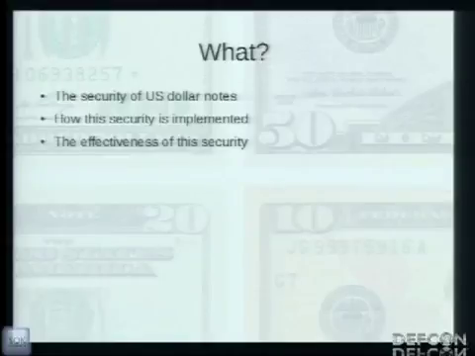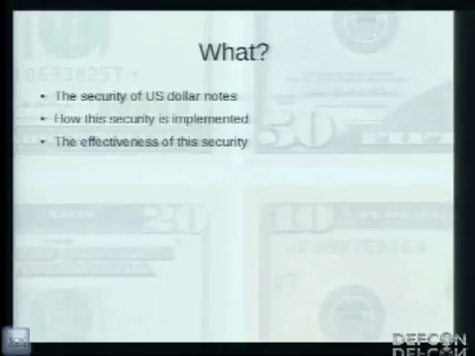So what this talk is about today is the security of US dollar notes: what the security is, how it's implemented, and how good a job it does at deterring counterfeiting. Specifically, what we're going to analyze is exactly how well it stands up against counterfeiting, through information that I've read through publicly available sources.